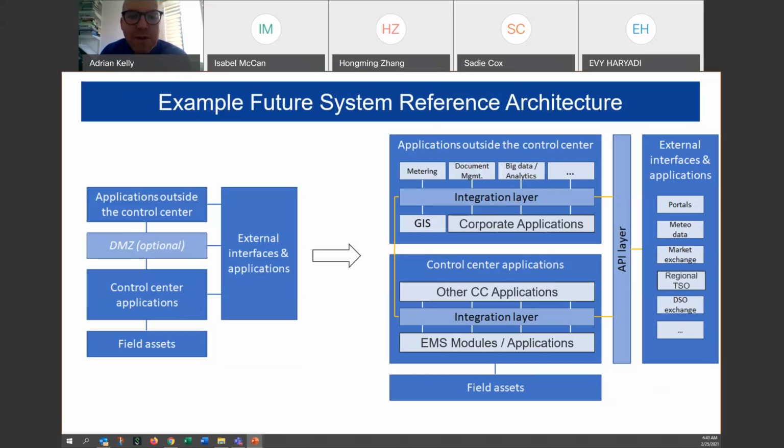So this is the way architecture is moving, we think, for the control center. Some of the more advanced utilities in the world are certainly moving in this direction. Next slide, please.